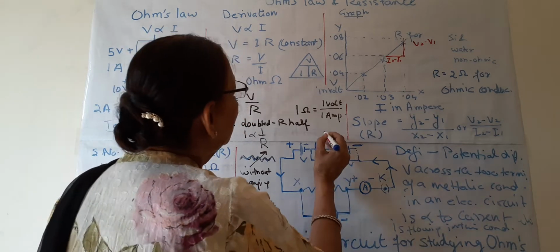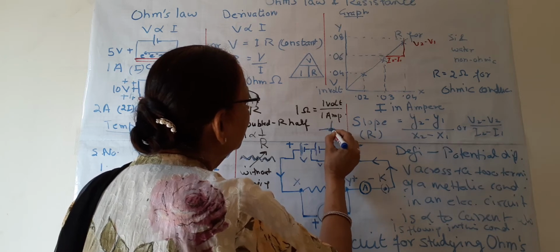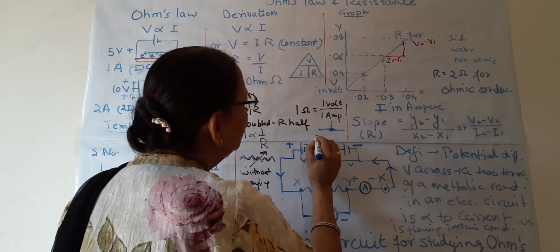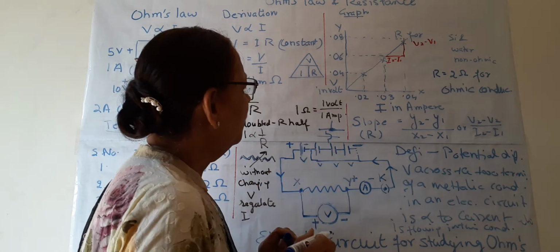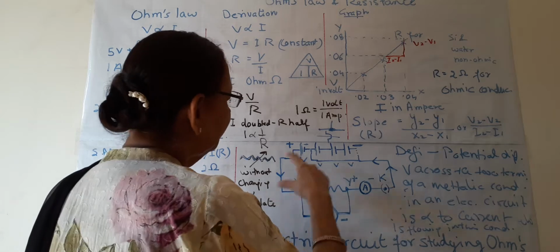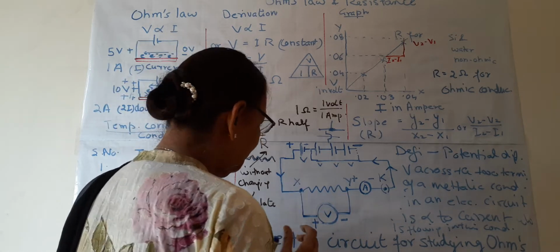Two more. If these conductors are to be joined, they are joined like this. If we want to overlap the conductors, we draw like this. So these are different components of an electric circuit.